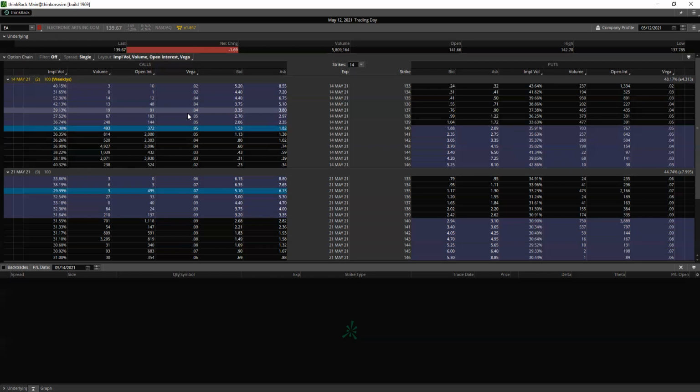Once you know that, then you know why implied volatility goes up before earnings, why it goes down after, and what you can do potentially to exploit it.